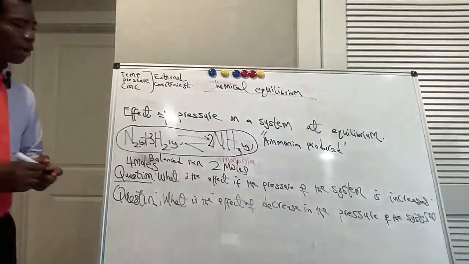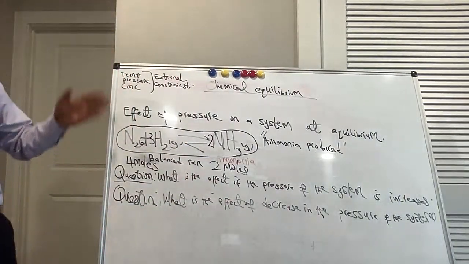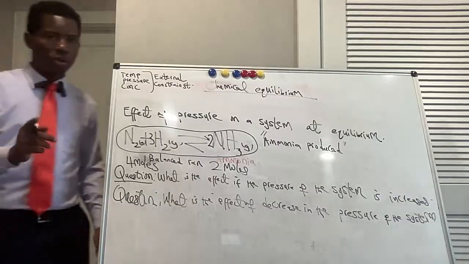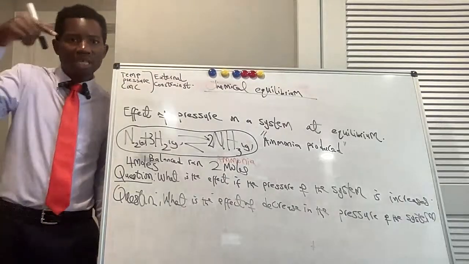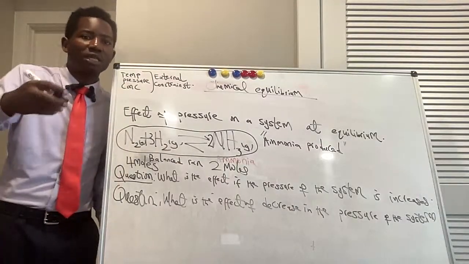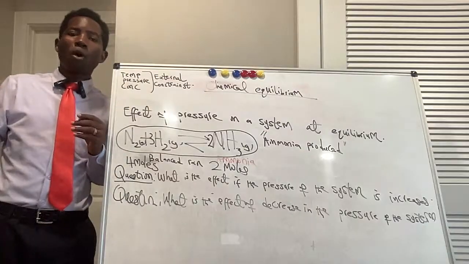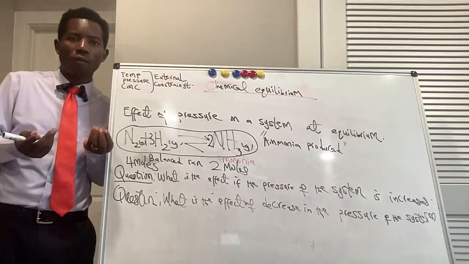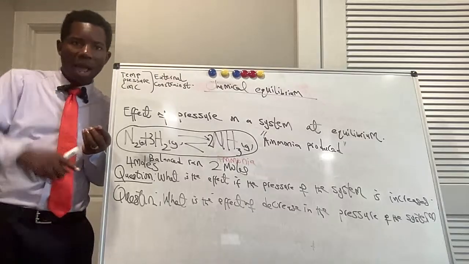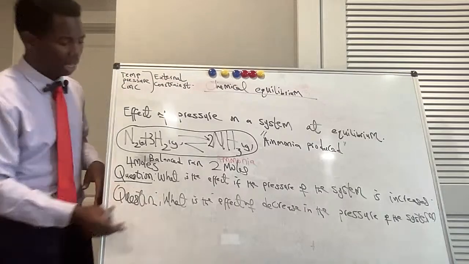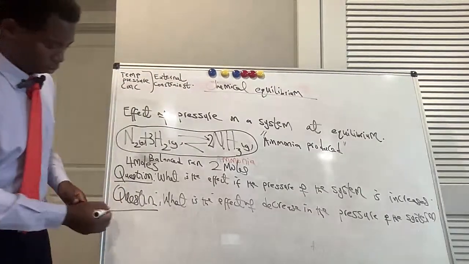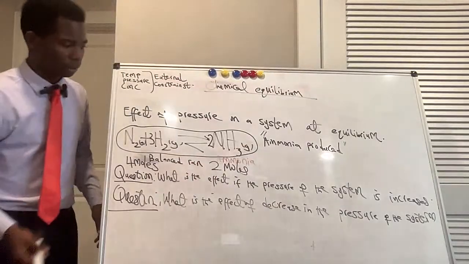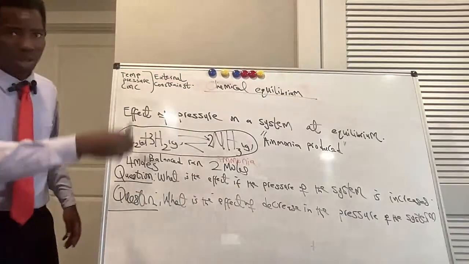Now, according to Le Chatelier's principle, when a system is at equilibrium and you decrease the pressure, it favors the side with the higher number of moles. But when the system is at equilibrium and you increase the pressure, it favors the side with the lower number of moles. Decrease, higher; increase, lower. So the question says, what is the effect of a decrease in pressure of the system? That's what we are saying.